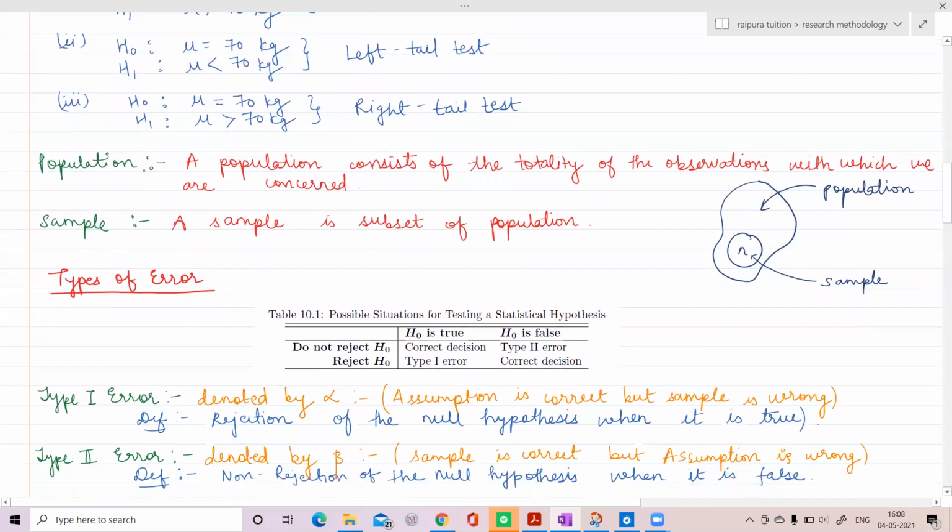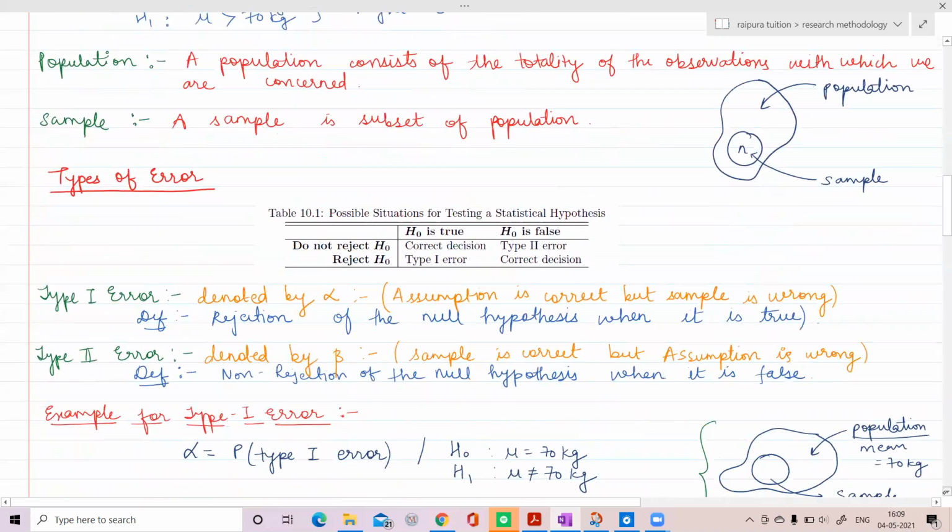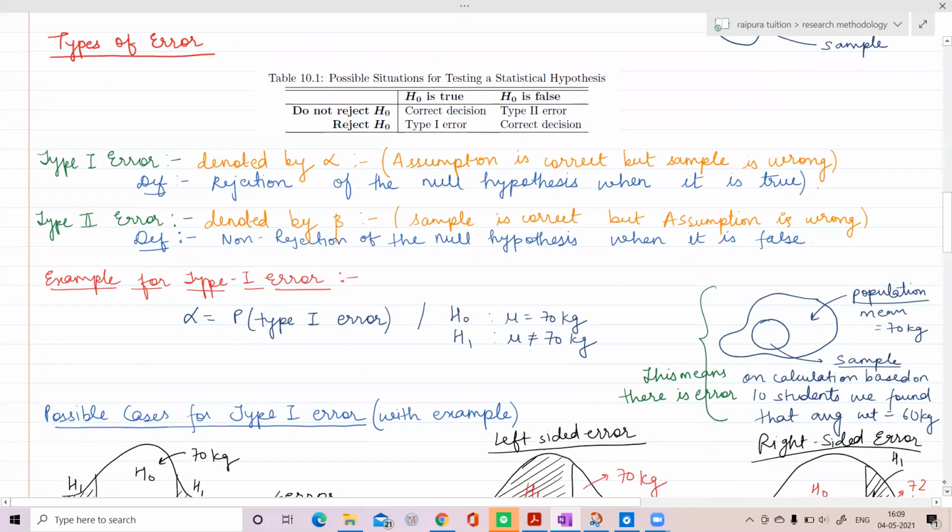Then here is the definition of population and sample. So population is basically the totality of observations with which we are concerned, and a sample is a subset of population. And this is the definition which I found in the book. And here is a diagrammatic representation of population and sample. Now, next is types of error. And this is a short notation for the types of error and how we can detect the error.